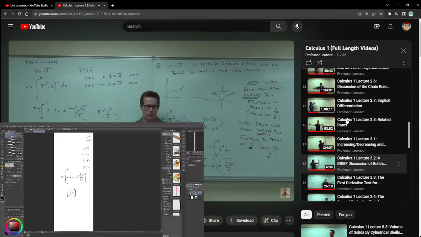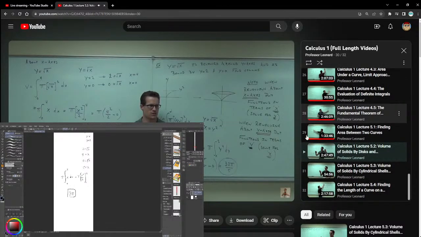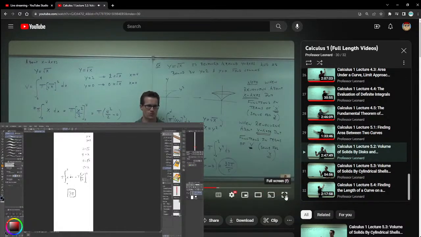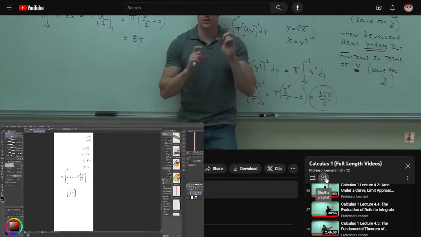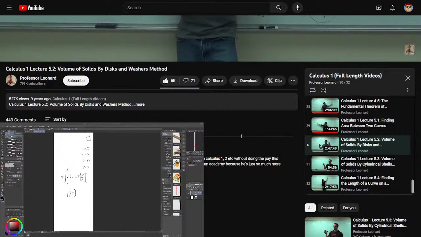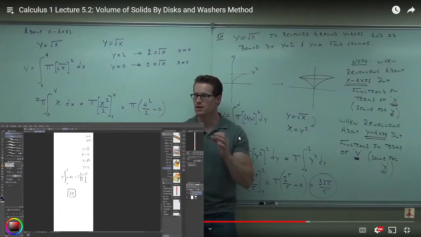I gotta forewarn you here. In the next section, I'm gonna give you a different way to find volumes. It's gonna be volumes by cylindrical shells. And in that case, your variables kind of switch. If you're going around the y, you want in terms of x. If you're going around the x, you want in terms of y. That switches. So be careful on these methods.